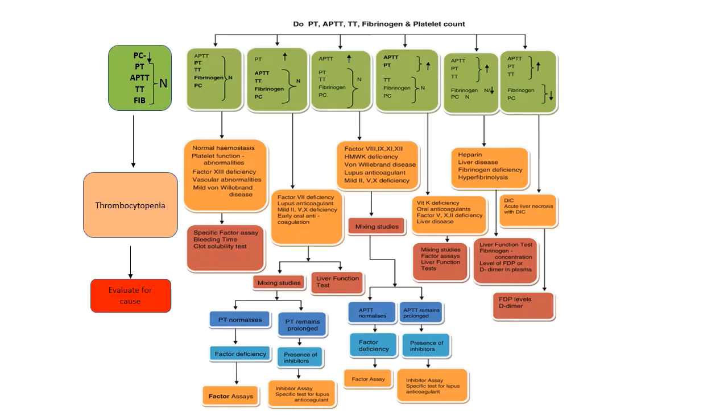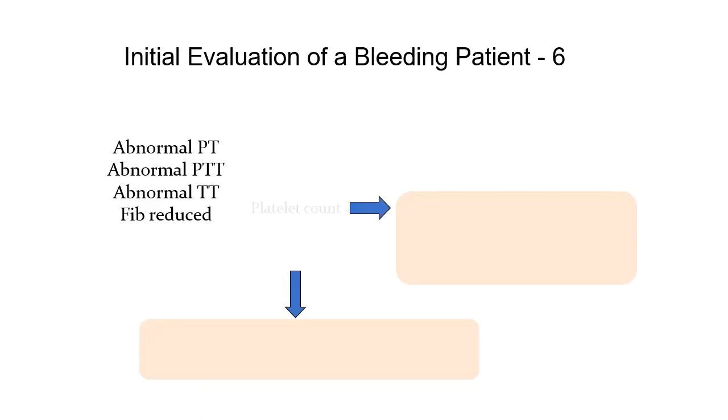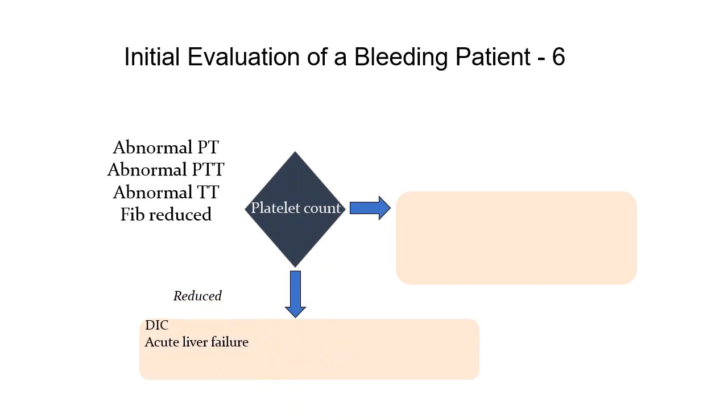So coming to the next scenario where PT, APTT, TT are all prolonged and fibrinogen is reduced, what are the possibilities that we have to think about? If the PT is abnormal, APTT is abnormal, TT is abnormal, and fibrinogen is reduced, in the first scenario where the platelet count is also reduced, then we have to think of DIC or acute liver failure. In the other scenario, where all of this is abnormal but the platelet count is normal, then we have to think of fibrinogen defect or liver disease.